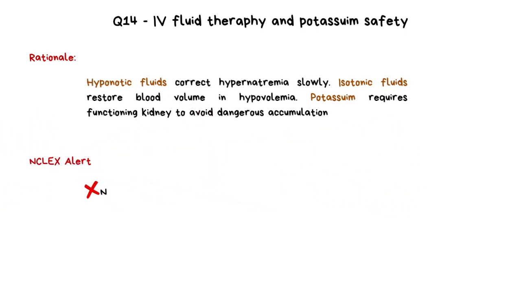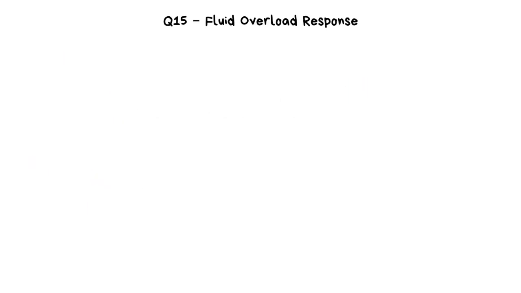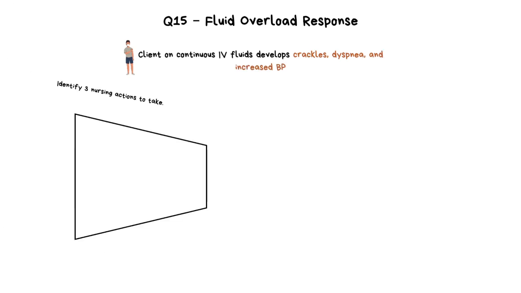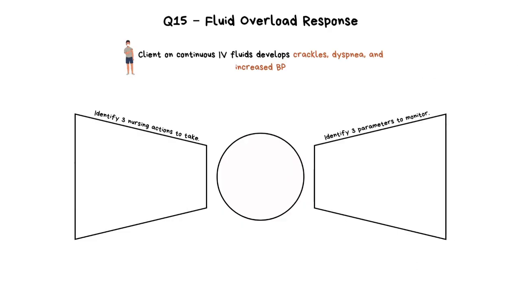NCLEX alert. Never use hypotonic fluids in clients with increased intracranial pressure. Always check urine output before giving potassium. No urine, no potassium. Here's a bow tie style question on fluid overload. This pulls together assessment, intervention, and monitoring. A client receiving continuous IV fluids develops crackles in the lungs, shortness of breath, and increased blood pressure. Complete the bow tie by selecting 3 nursing actions to take immediately, and 3 parameters to monitor closely.